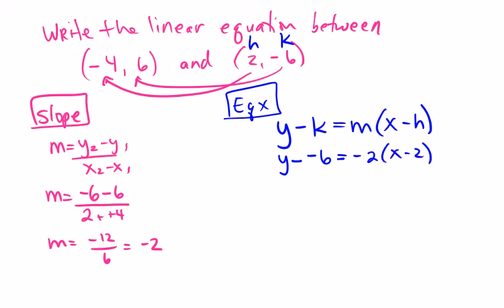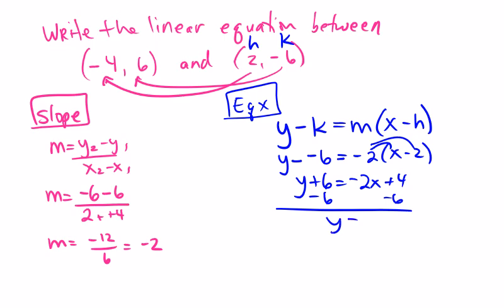x minus 2, which gets us y plus 6 equals negative 2x plus 4. Subtract the 6. And we get our equation of y equals negative 2x minus 2. Now, what would have happened if we used the other h and k? So if we used the other h and k, that would have gotten us y minus 6. So now this is h and k here. So y minus 6 equals negative 2 times x minus negative 4.